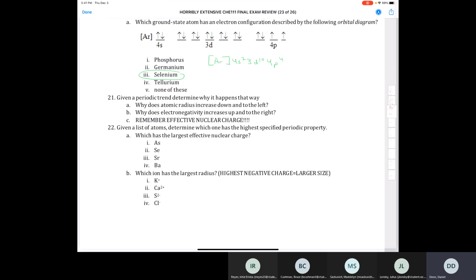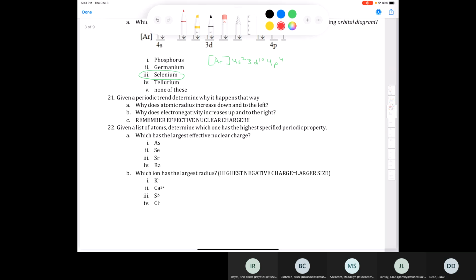Well, it's because it's the opposite. You have a smaller principal quantum number, and so the atoms are smaller, and then you have a higher effective nuclear charge. So it's going to pull the electrons in tighter. Remember effective nuclear charge. If you're not familiar with it and you have to review it, that's Z effective, so effective nuclear charge.